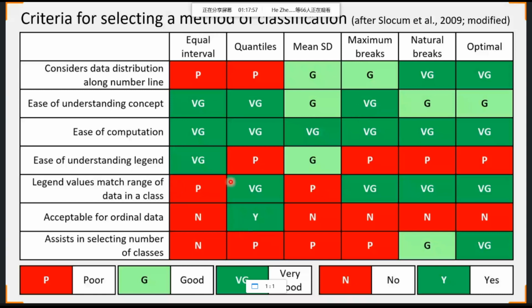For the legend, the easiest is equal interval, of course. You have always the same interval, so there's nothing complicated there. With standard deviation, if you are familiar with the concept again, then it's usually not difficult to understand the legend. Then you could also give a very good here. It's a bit more complicated with the other methods.